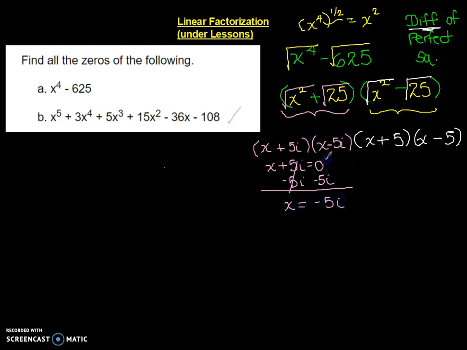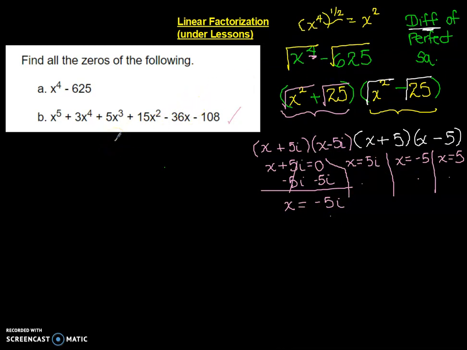And then going on the pattern from here, if I set x minus 5i to 0, I'll get x equals 5i. If I set x plus 5 equal to 0, I'll get x equals negative 5. And if I set x minus 5 equal to 0, I'll get x equals 5. And remember, the fundamental theorem of algebra tells us that the degree or highest exponent tells us how many zeros we should have, and we do have 4. Okay, so on to part B.